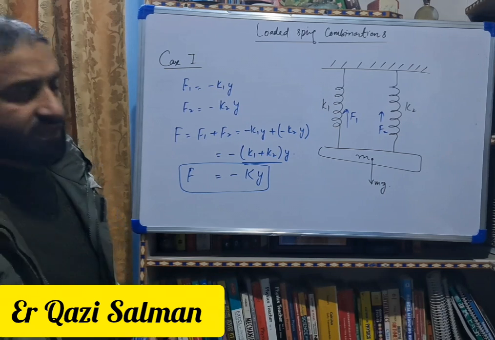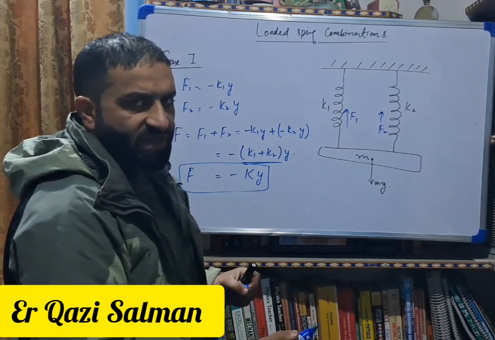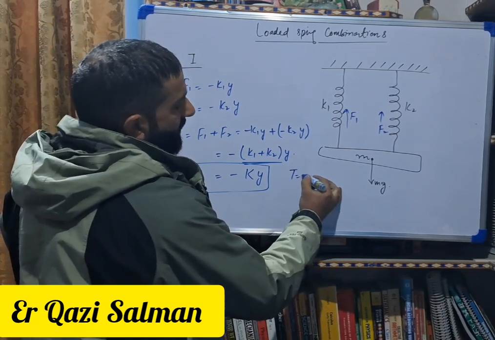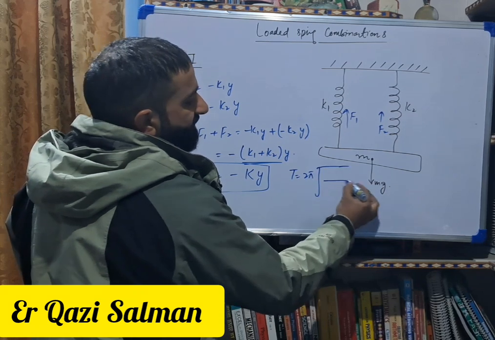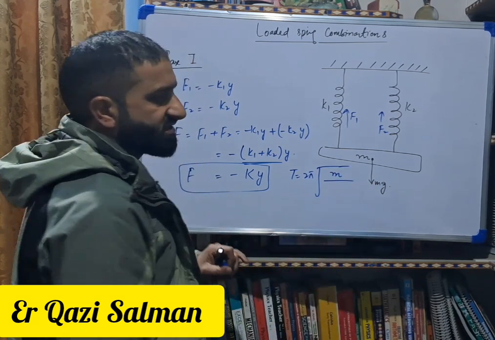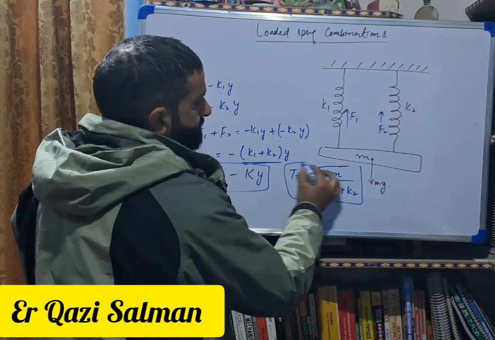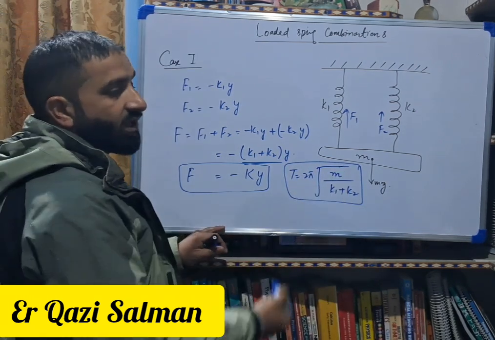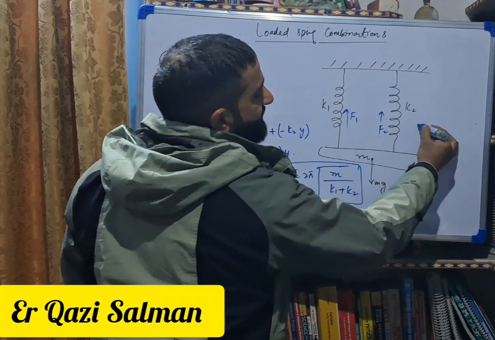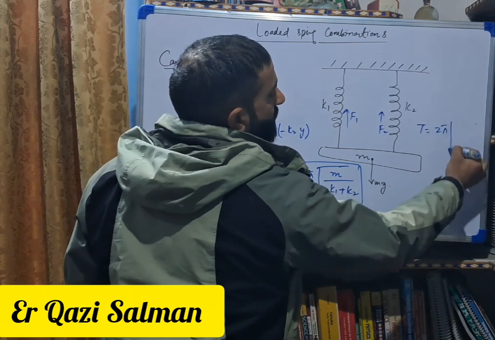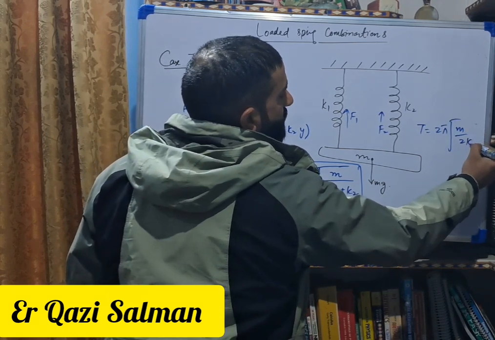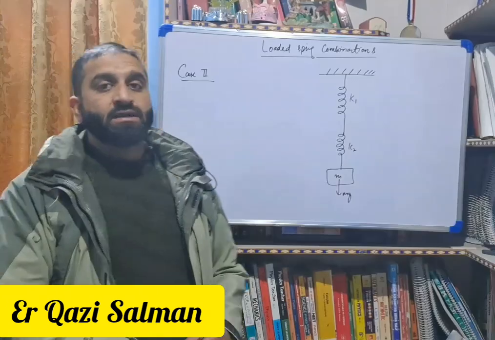Now let us take a look at what will be the time period. The time period will be equal to 2 pi root of inertia factor, that is M. What is the spring factor? That is K1 plus K2. If K1 is equal to K2 is equal to K, in that case T will be equal to 2 pi root of M divided by 2K.